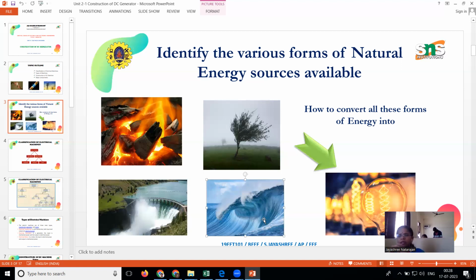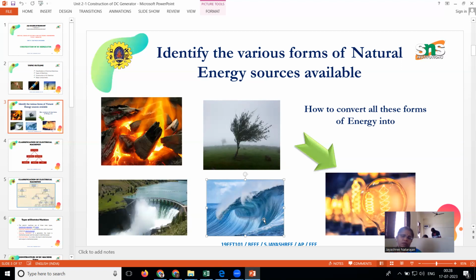Like this, these are all the conventional sources of electricity. Nowadays, renewable sources of electricity are very common. These are the non-conventional, latest sources, that is solar. The heat of solar energy is used to produce electricity. Then natural gas plants are there.